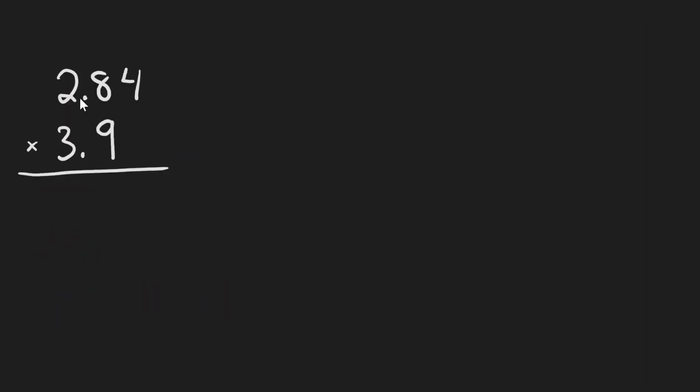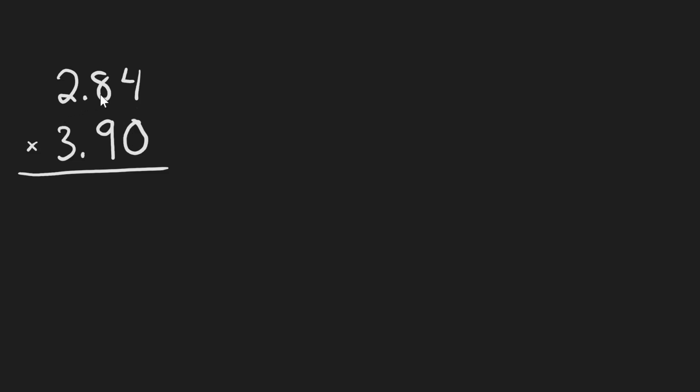So we need to multiply 2.84 times 3.9. And if you need a refresher on how to multiply numbers vertically, please see number 2, where we go into these types of problems in detail. In this particular problem, we're going to focus on a couple of unique challenges that this presents because of the decimal places. And so the first thing we need to recognize is that 3.9 is the same as 3.90.